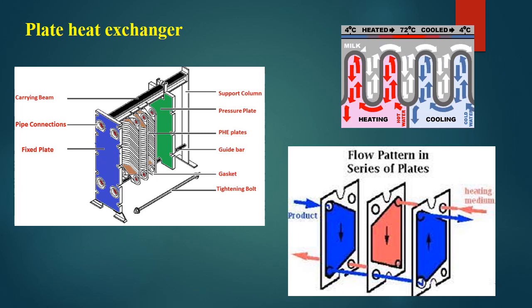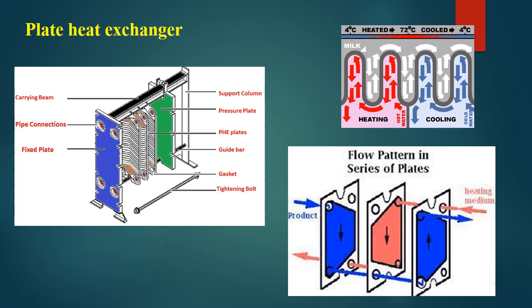At the top there is a pipe connection through which the milk can go in or come out, inlet and exit, and there is a specific rubber gasket for every plate which prevents the leakage of milk, and it is arranged in such a way that between two plates only one liquid can go, either the milk or the heating medium. We can see this at the top right, with the red arrow showing the heating medium, the blue arrow showing the cooling medium, and the white arrows showing the movement of milk.